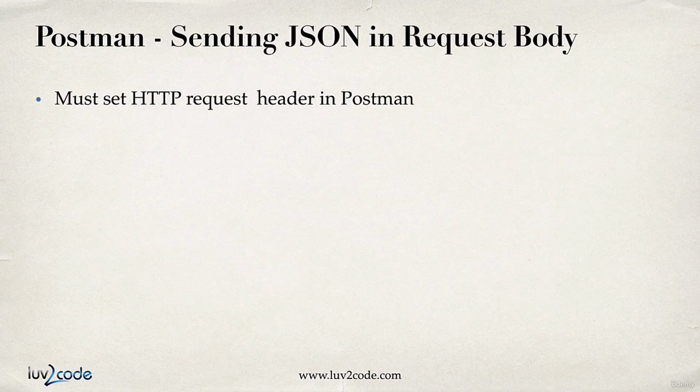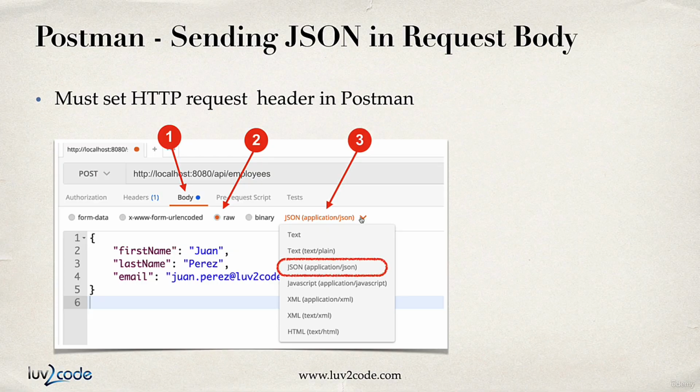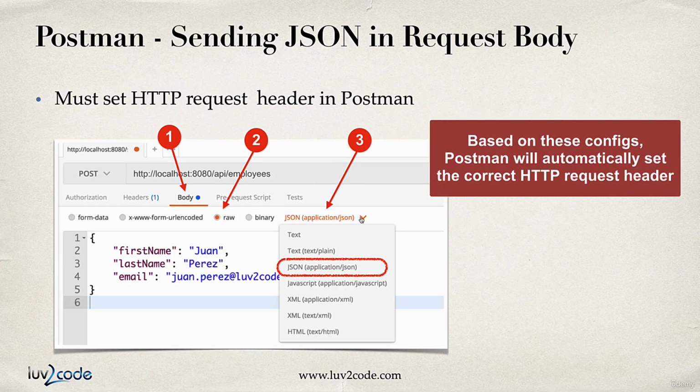Again, as a refresher, we're using Postman as our client. Once we have the UI up for Postman, we click on Body, then we select Raw, and then we choose the content type of JSON, application/JSON. Based on these configs, Postman will automatically set the correct request header. Okay, in the next section, we'll move into the IDE and start writing some code.